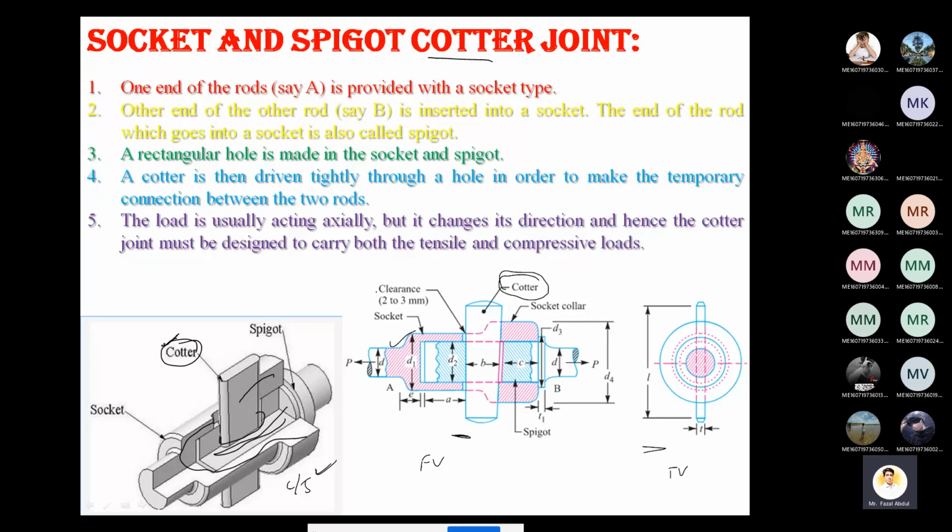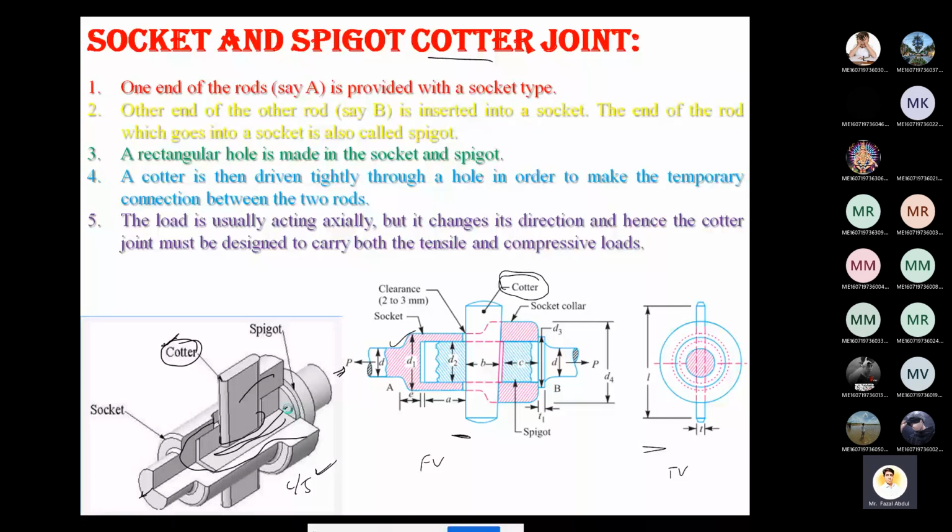Generally, this type of joint is subjected to tensile load most of the time, and sometimes a compressive type of load is applied, depending upon the position.